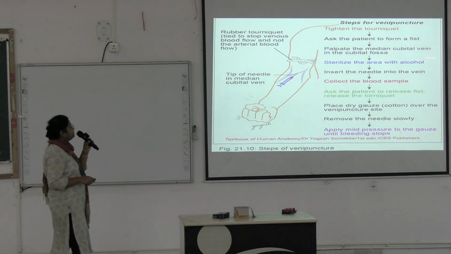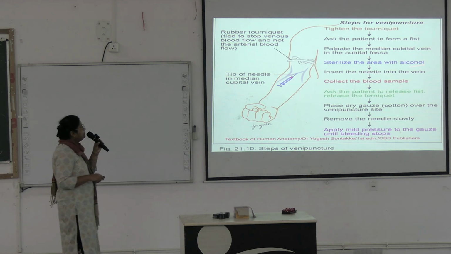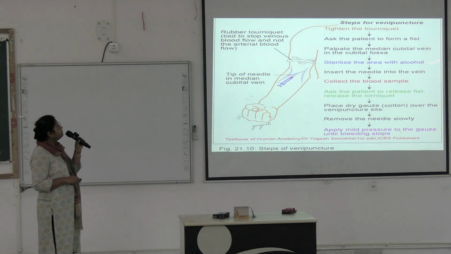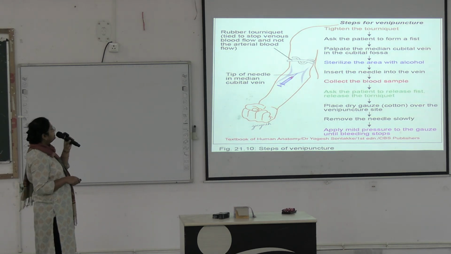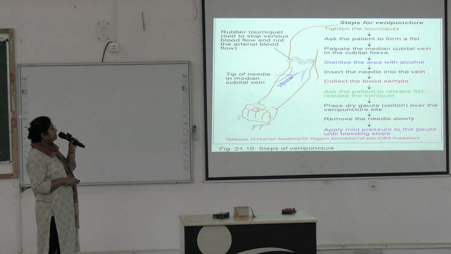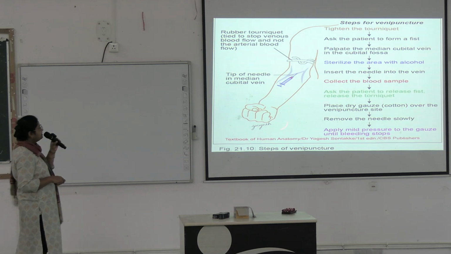So ask the patient to form a fist, then palpate the median cubital vein in the cubital fossa, then sterilize the area with alcohol, insert the needle into the vein, collect the blood sample, ask the patient to release the fist.